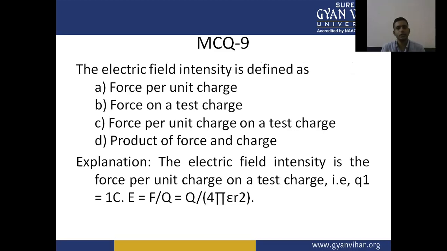The electric field intensity is defined as: A. force per unit charge, B. force on test charge, C. force per unit charge on a test charge, D. product of force and charge. The electric field intensity is the force per unit charge on a test charge. For example, Q1 is equal to 1C and electric field intensity is F upon Q, which is equal to Q upon 4 pi epsilon r square.